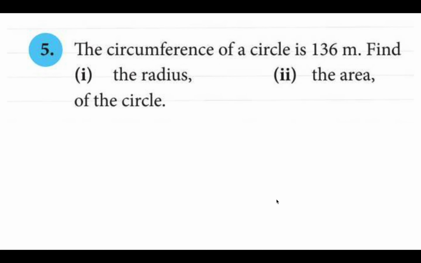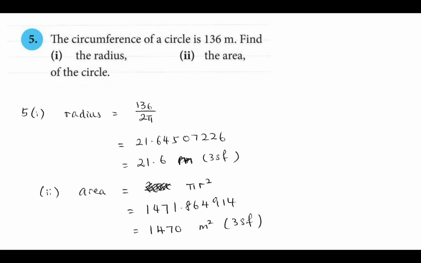Right, next question. The circumference of a circle is 136 meters. Find the radius and then the area. So to find the radius, well, the radius is actually the circumference divided by 2 pi, right? So that will give us 21.64507226. Round off to 3 significant figures, that will be 21.6 meters.